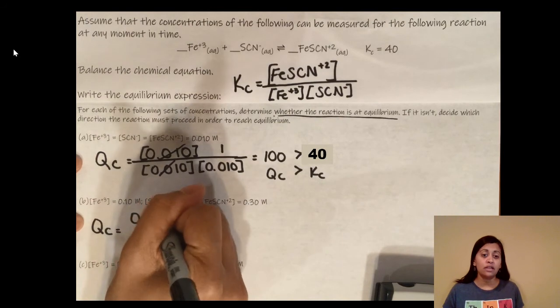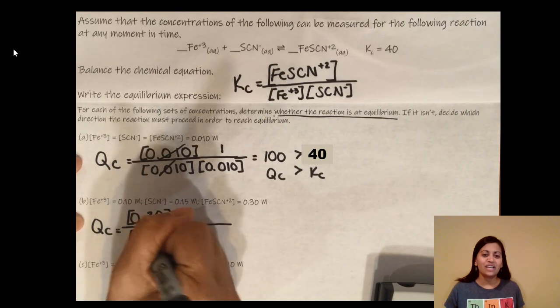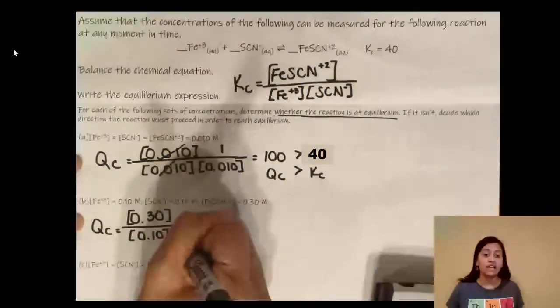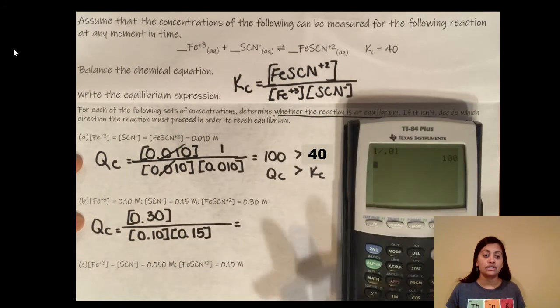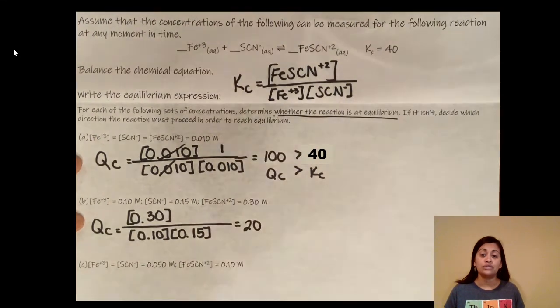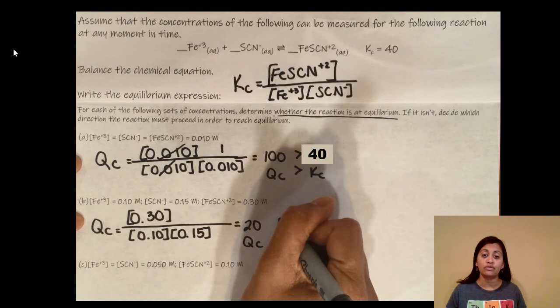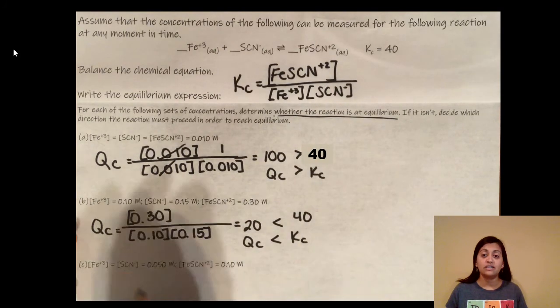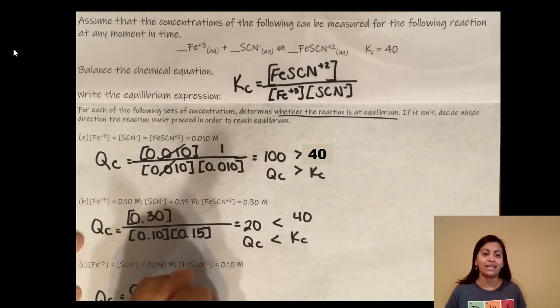If you need to pause the video to continue on the rest of this, feel free to, but if not, keep going with us. So for the next one, the products, the FeSCN 2+ was 0.30, then it's divided by the reactants, which are 0.10 times 0.15. We can't cancel anything, but we can at least plug in our information. When we get this, we see that Qc is equal to 20. So we have Qc, and then we're going to again compare that to Kc, which is equal to 40. So in this case, the Kc is going to be greater than the Qc. So the system at equilibrium is going to be greater than that not at equilibrium.